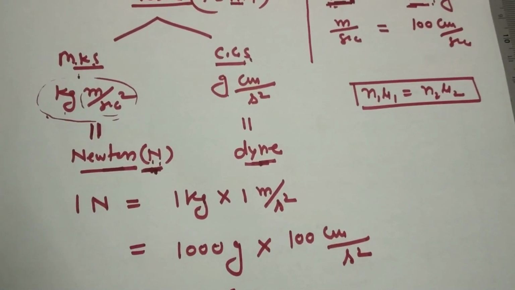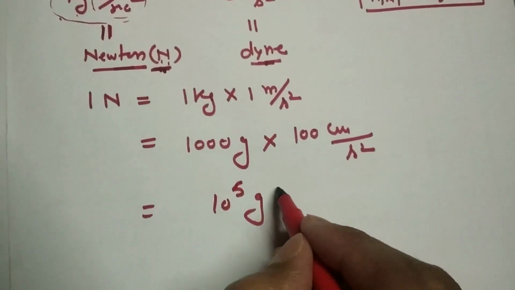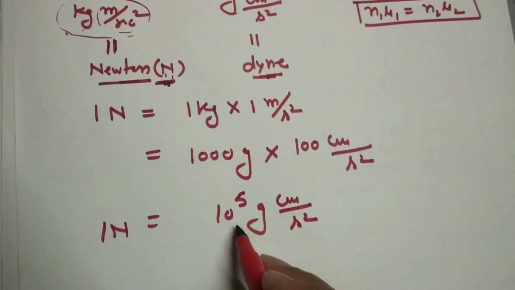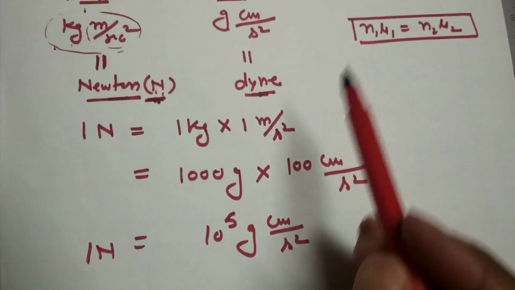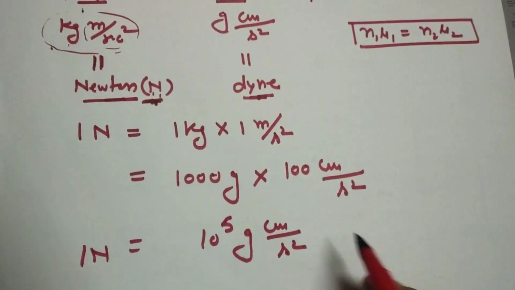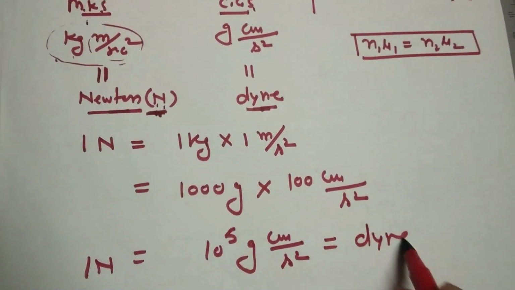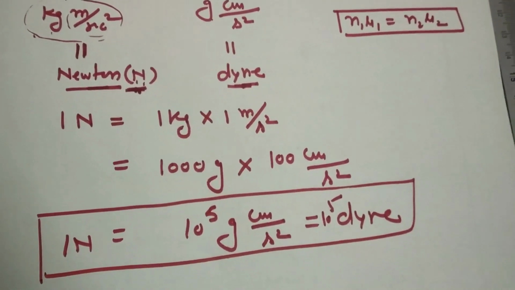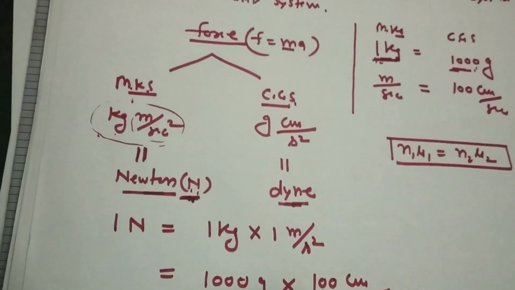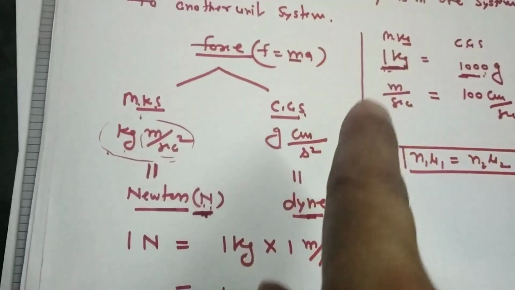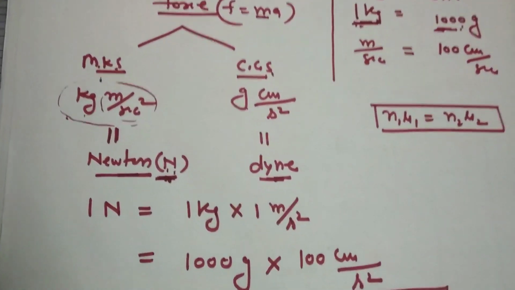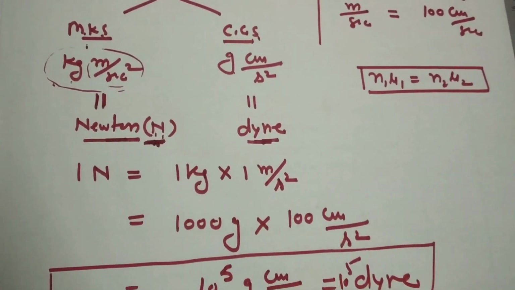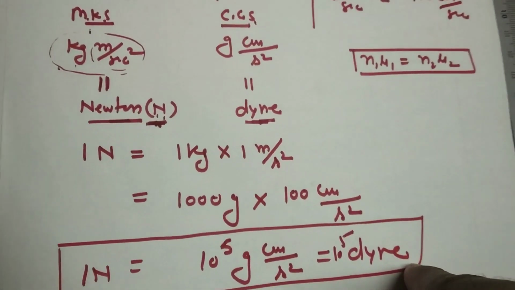That means this will be 10 is power 5 gram centimeter per second square. 1 Newton will be 10 is power 5 gram centimeter per second square, and gram centimeter per second square equals to dyne. 10 is power 5 dyne, we can write that. In this simple way, we are not using any dimensional application. We are doing only the simple way. 1 Newton we can convert into dyne. So 1 Newton is equals to 10 is power 5 dyne in CGS system.